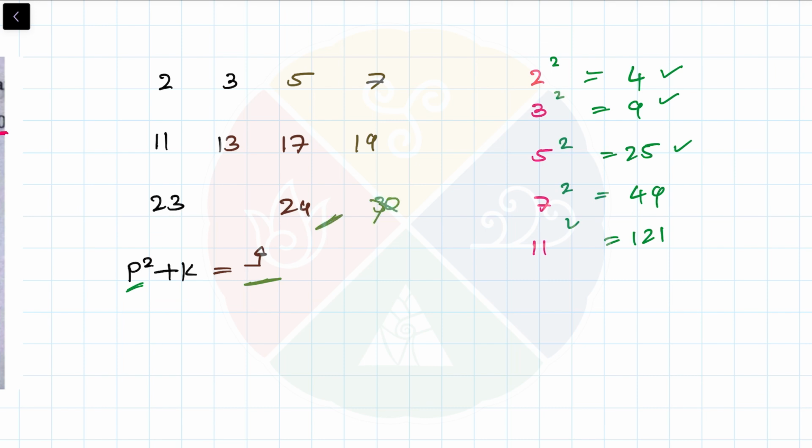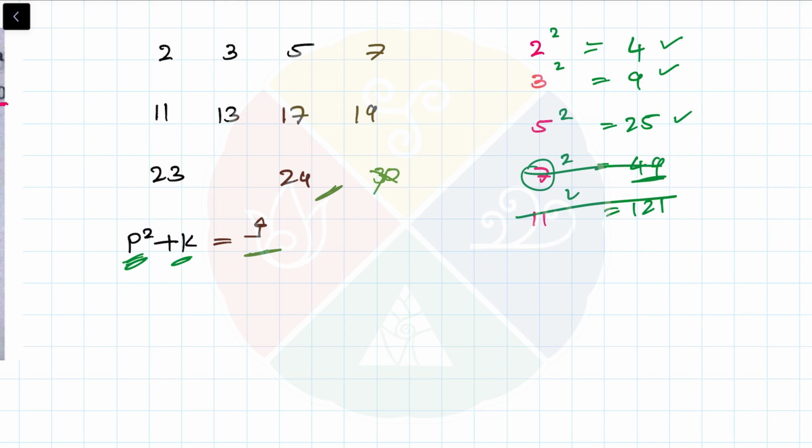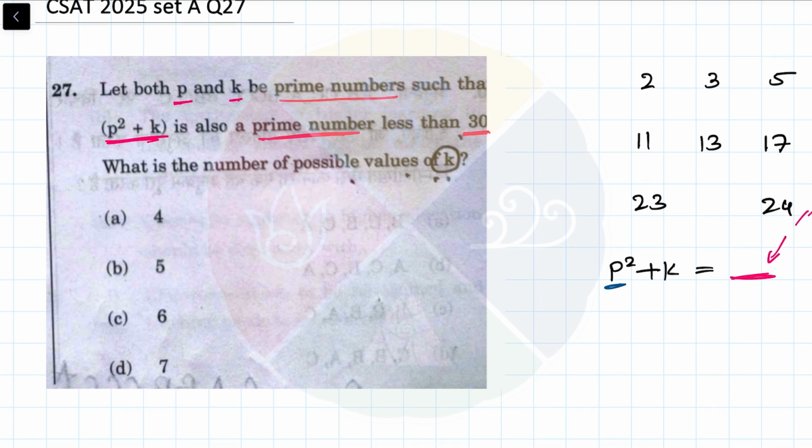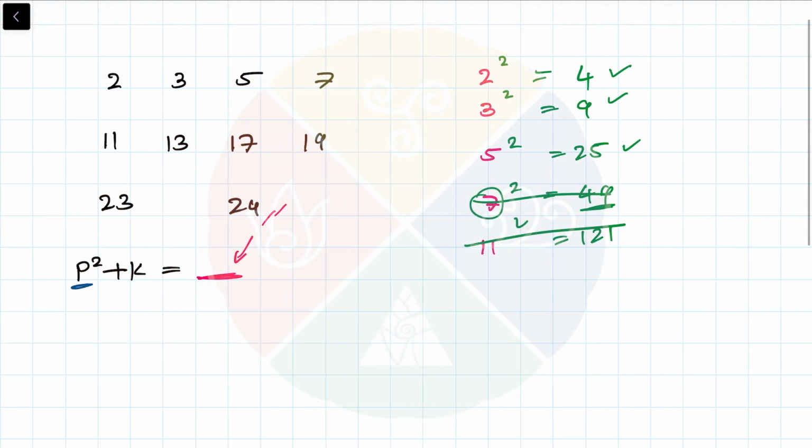That's fine. But if p is 7, then p square will be 49. If I add that with any prime number, I will never get a number which is less than 30. So p cannot take any value above 5. That is the number one thing. Now there are two approaches. You can substitute k with any of these values and come to the solution, or you can substitute the value of p square and come to the solution. Should p and k be distinct? No, p and k can also be the same number.